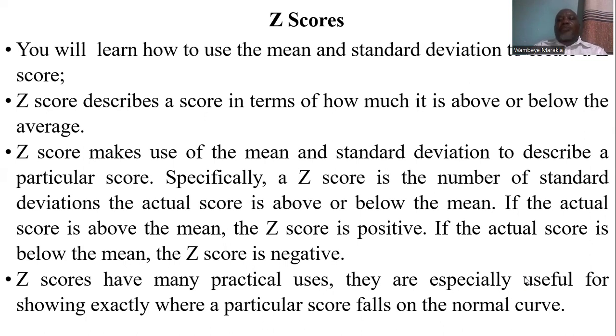the actual score is above or below the mean. If the actual score is above the mean, then the Z score is positive. And if the actual score is below the mean, then the Z score we get is negative. Z scores have many practical uses. They are usually useful for showing exactly where a particular score falls on the normal curve.